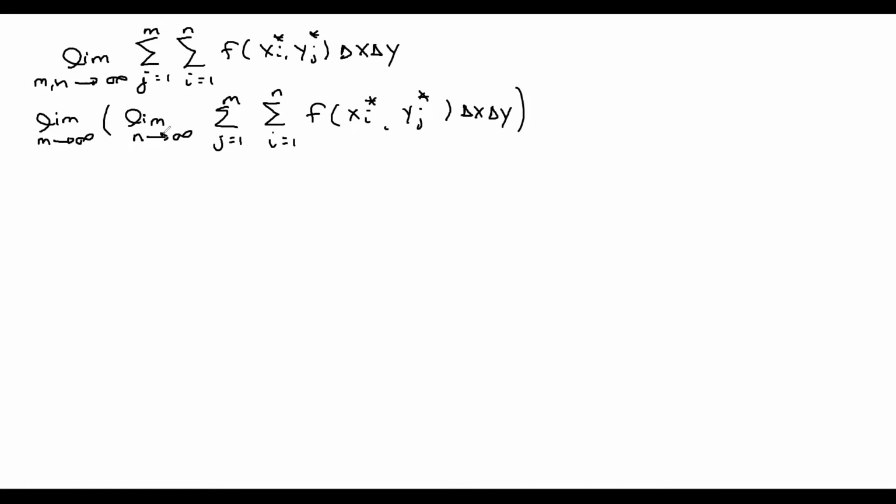All right, so this outer limit as n goes to infinity does not affect this summation here. Because of that, you can bring it inside the summation. So we can rewrite this: the limit as m goes to infinity of the summation j equals 1 to m, and the limit as n goes to infinity of the summation i equals 1 to n.